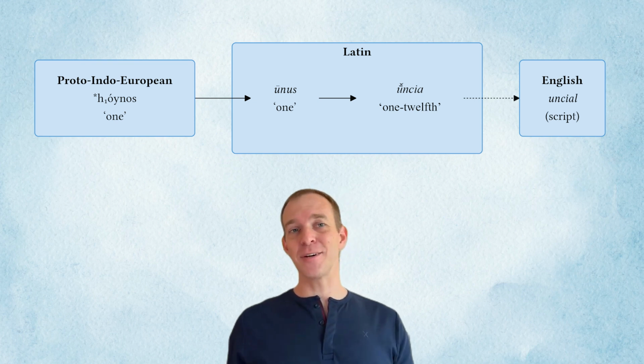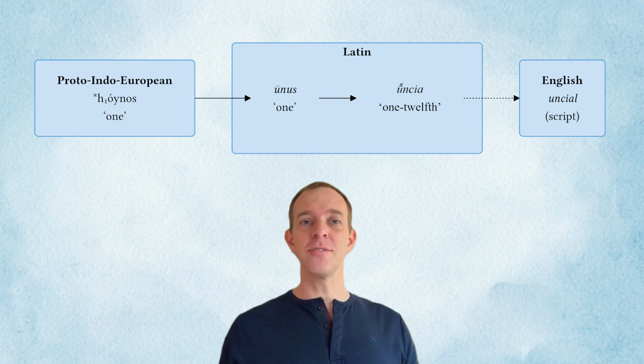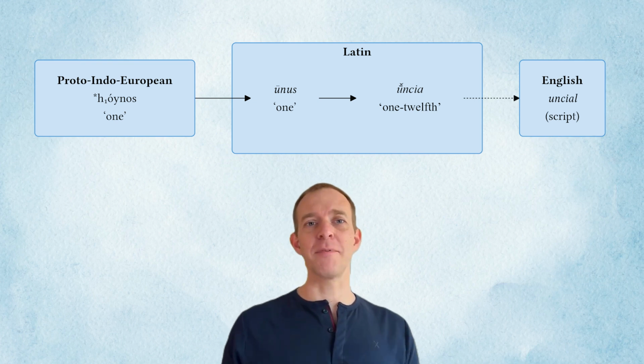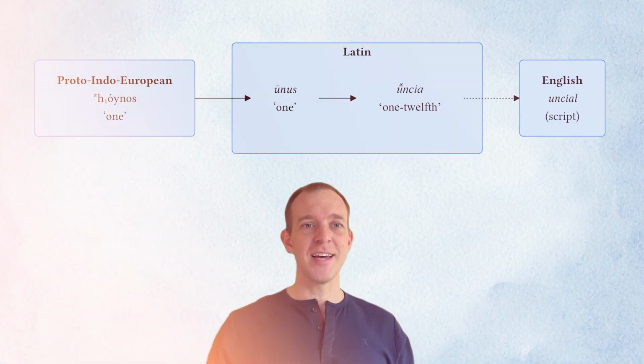You guessed it, uncia was also borrowed into English later, around 1650, as the word uncial, which referred to a particular type of large script that was used from the 4th to the 8th centuries. It was called an uncial script because the letters were inch high, i.e. really big. There are two other descendants of oinos that came to English through French, but not through the Latin word unus.